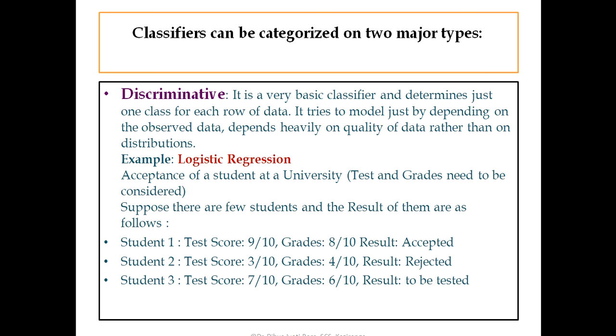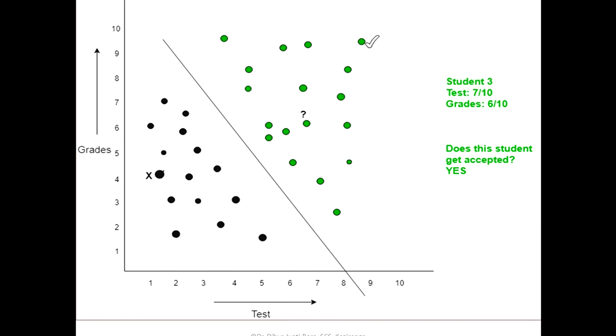Let's take an example. See, for acceptance of a student at a university, tests and grades need to be considered. Say these are a few records. Student 1 getting 9 out of 10, grades 8 out of 10, and result accepted. Student 2 getting 3 out of 10, grade 4 out of 10, and result rejected. And student 3 getting 7 out of 10 and grade 6 out of 10 and result to be tested. These are the data. Now we have plotted them considering these two axes, x-axis for test and y-axis for grade. And then you will see these are the points.